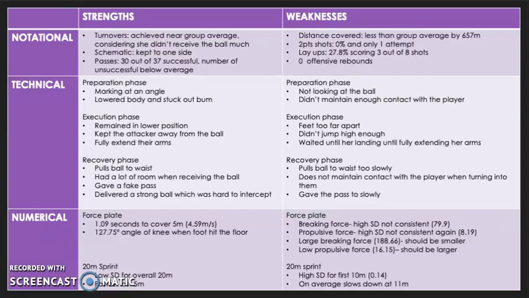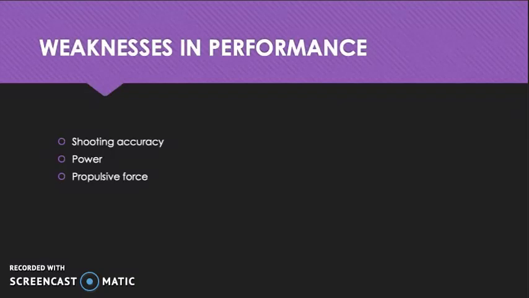So the main 3 weaknesses I've decided to focus on for my development plans are shooting accuracy for the 2-point shots. This is because it's one of the most used shots in the game, and therefore it will need to be developed in order for the player to maximise her shooting opportunities and minimise the amount of turnovers the opposition can get from turning the ball over off a rebound.